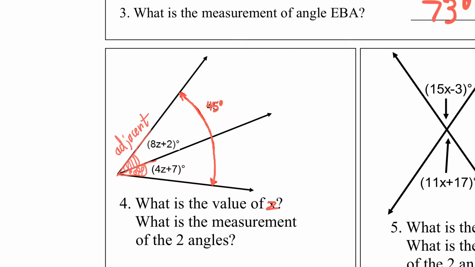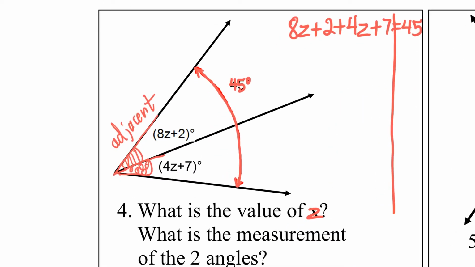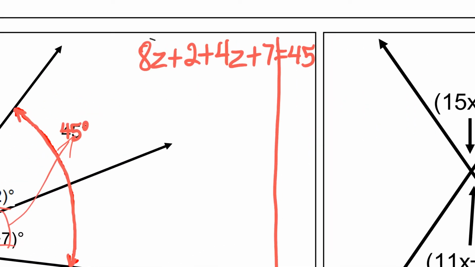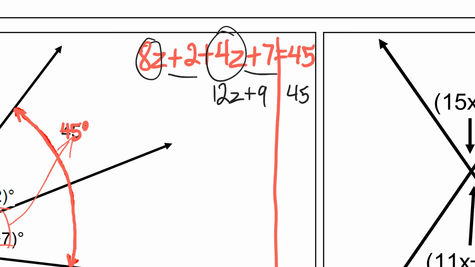And this should say Z, but how could I set up an equation here to find the value of Z? 8z plus 2 plus 4z plus 7 equals 45. Okay, good. So what we did there? We just said that this angle plus this angle together, adding those up, it equals the total of this right here. And then we're just solving for z from here. So we have 8z and 4z, 12z, 2 and 7, makes 9, still equal to 45.